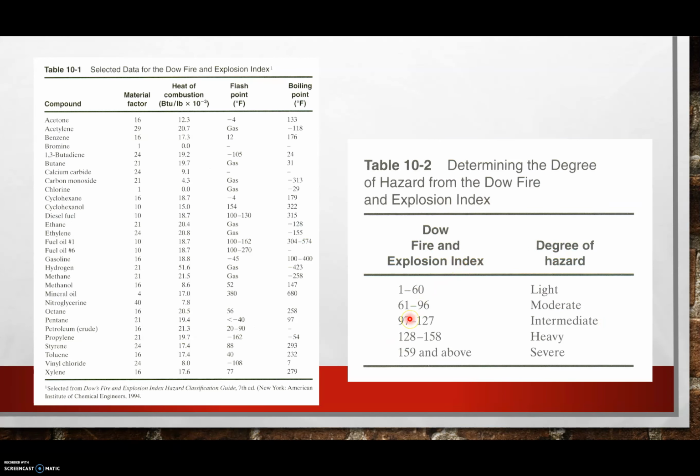So if your FEI index is around 1 until 60, your degree of hazard is light because there are not so many penalties in your survey. So you can see 159 and above, the degree of hazard is severe. Okay, so the index goes from light until severe, the severity of hazard here.